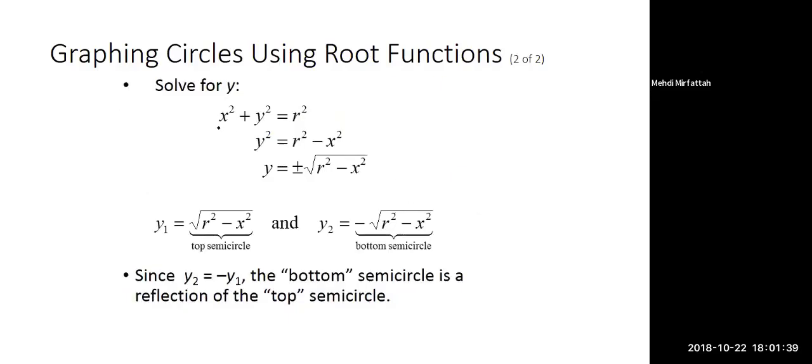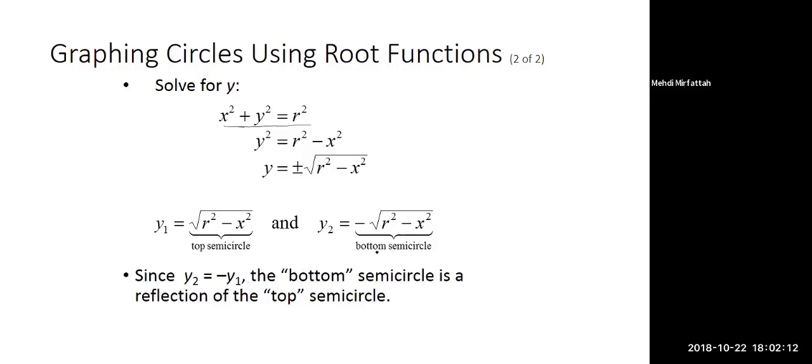Solve for y when you have x squared plus y squared is equal to r squared. If I solve for y, what happens? I get y squared is equal to r squared minus x squared, if I subtract x squared from both sides of the equation, and then y would be equal to plus or minus square root of that. So y1 would be plus square root of r squared minus x squared. That's the top of the circle. And the bottom one would be y2, which would be minus square root of r squared minus x squared.